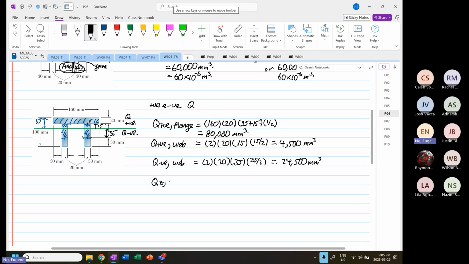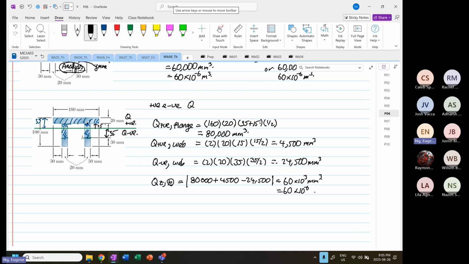So the outcome, the Q Z for point B will be equal to the absolute value of 80,000 plus 4,500 minus 24,500. Okay, and all these are absolute values. So it's equal to 80,000 plus 4,500 minus 24,500, which is equal to 60,000. And this is equal to 60 times 10 to the power minus 6 meter cube.